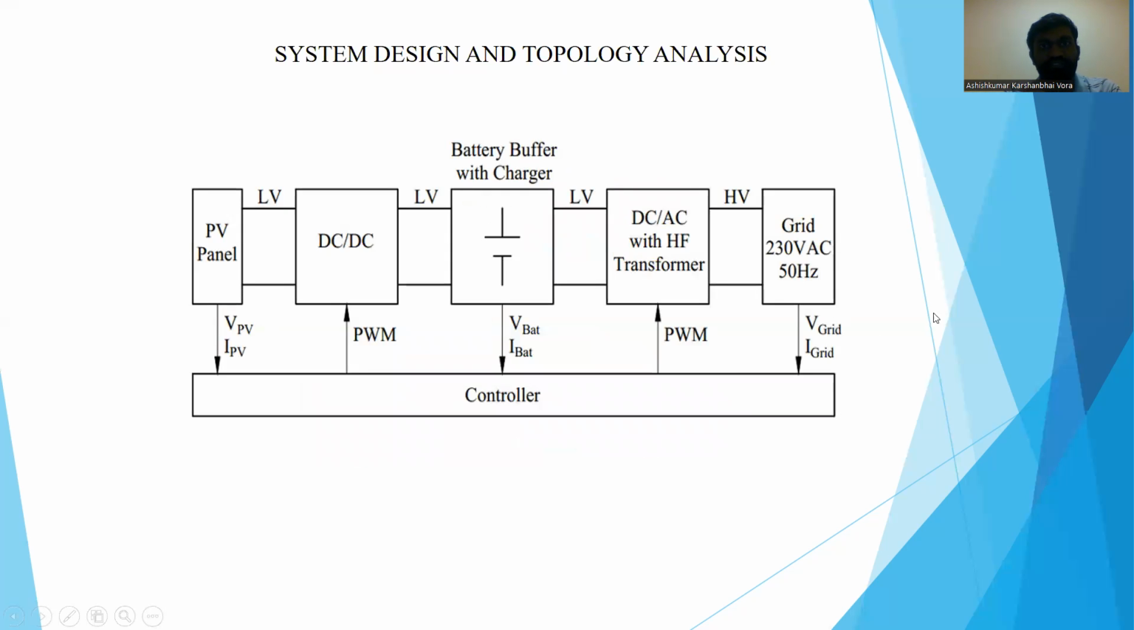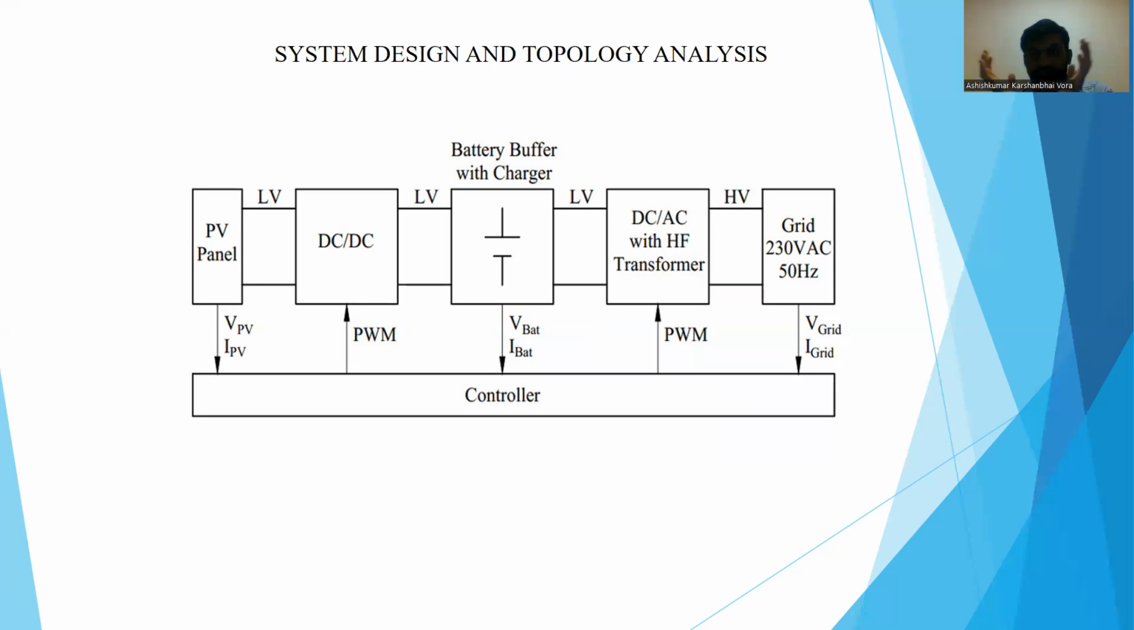And this is the system design and topology analysis, which is related to the block diagram. The PV panel is linked with the DC to DC converter with the low voltage supply, and again it is linked to the low voltage supply with the battery buffer with the charger, and the low voltage supply with the DC to AC HF transformer, and then the high voltage is linked with the grid at 230 volts AC and 50 Hz frequency.